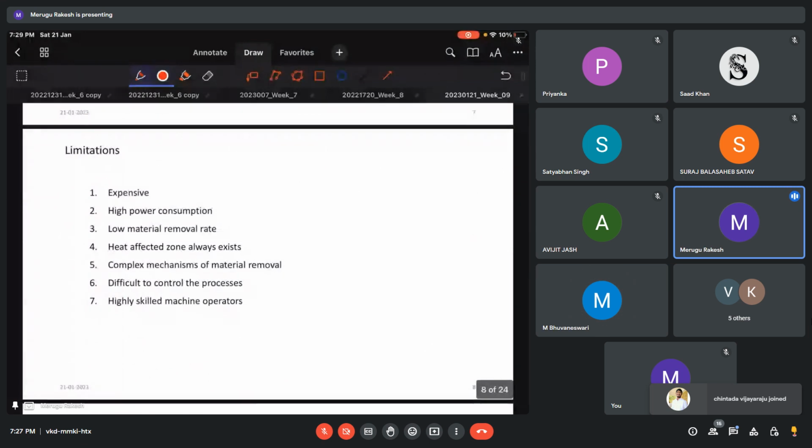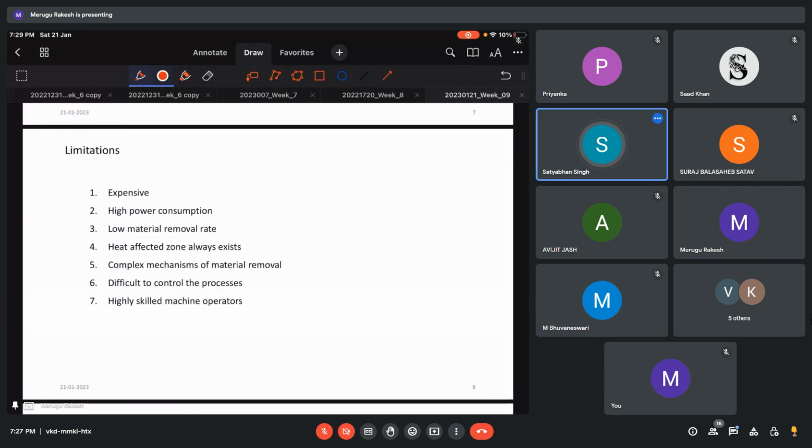Sir, so these are some of them. Sir, here it is highest, sir. Ultrasonic machining. Yeah, sir. Then EDM and ECM. Yes, correct. In terms of material removal rate, sir, MRR is low, but tool wear is high, yes, in USM.